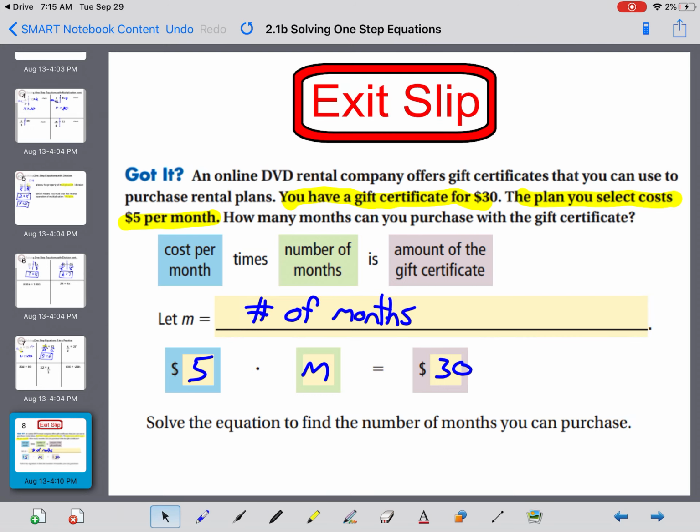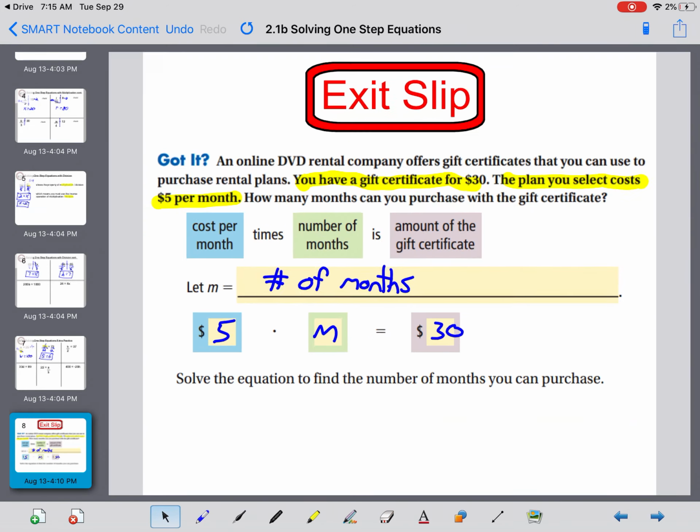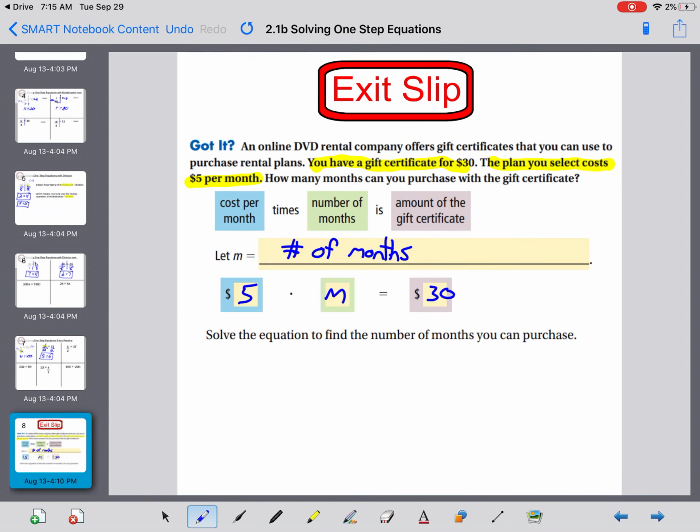So your equation turns out to be 5 times M equals 30. Now all you have to do is solve that one. Remember, I see multiplication, so what are you going to do instead?